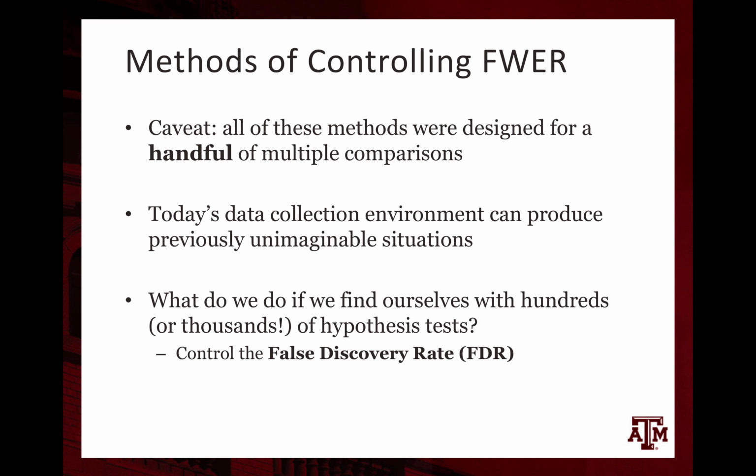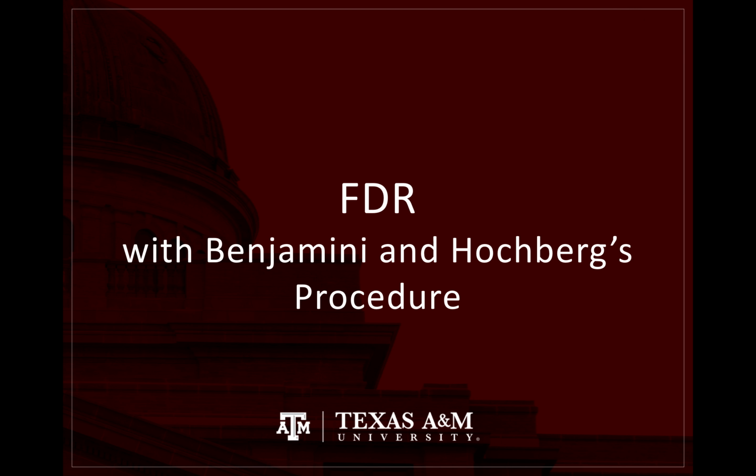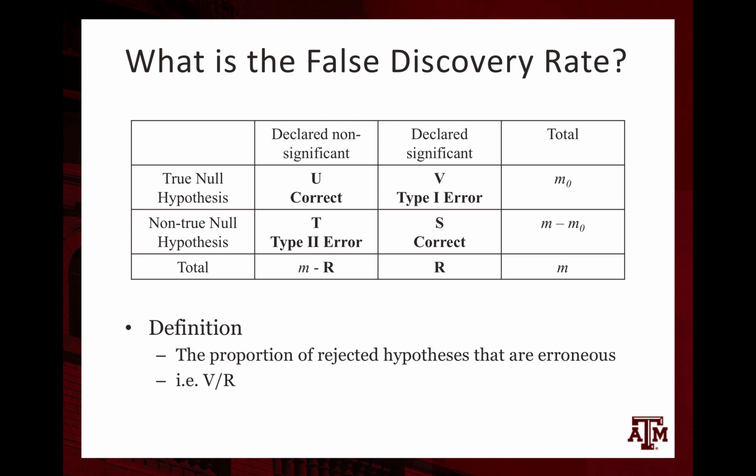So the question that statisticians are faced with today is: what do we do if we find ourselves with hundreds or thousands of hypothesis tests? The answer that has been arrived at is to control something called the false discovery rate. So what is the false discovery rate? If we look back to our hypothesis testing framework, we define the FDR as the proportion of rejected hypotheses that are erroneous. Looking at this table, that is equal to V, the number of type 1 errors, over R, the number of hypotheses that we have rejected.